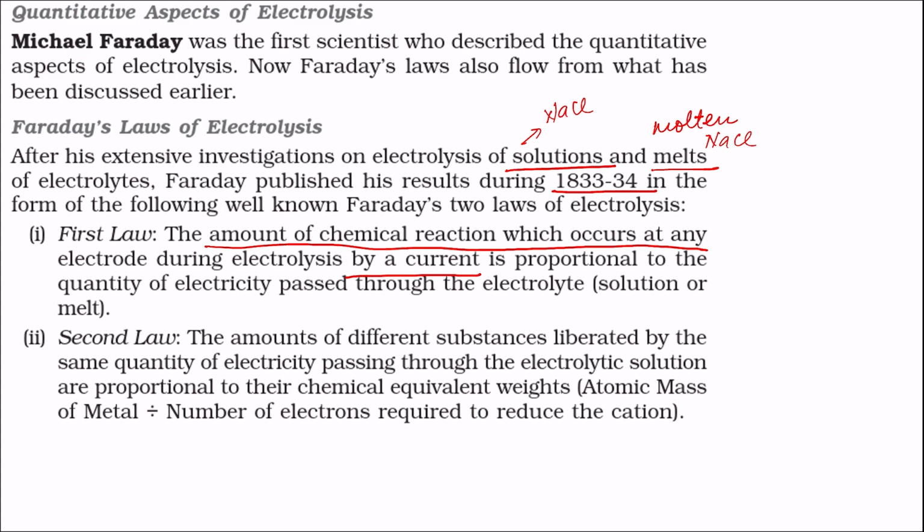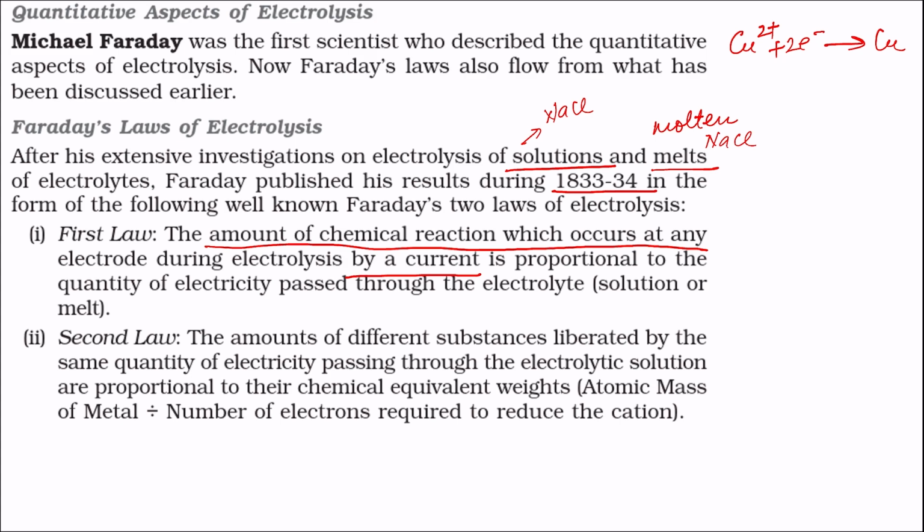Suppose in the electrolysis of a solution of copper sulfate using copper electrodes, the chemical reaction taking place at the cathode is Cu2+ plus 2 electrons forming Cu. So what kind of reaction is it? It is a reduction reaction. Now the amount of copper ions which are changing into copper atoms or solid copper will depend upon the quantity of electricity passed through the electrolyte.